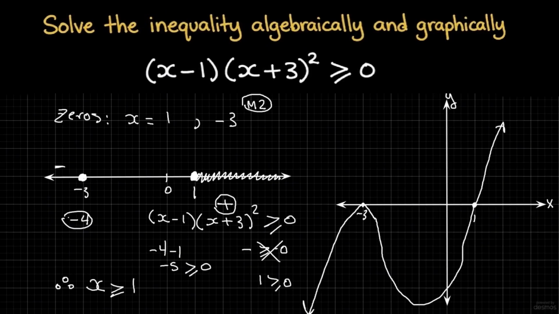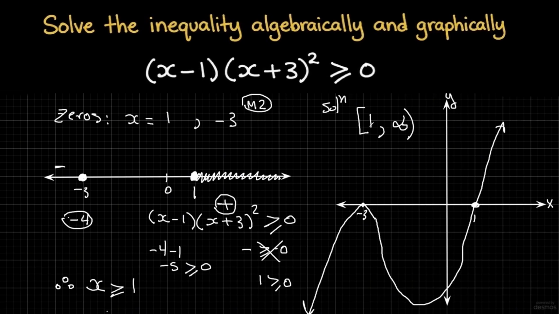Okay. Now, as you see, the inequality is greater than or equal to 0. That means you shade when the graph is above the x-axis. And the graph happens to be above the x-axis after the 1. And therefore, you shade from 1 all the way to infinity. And that means your solution is between 1 and infinity. And the way you write this is square bracket, 1, comma, infinity, round bracket. Square bracket means the 1 is included as part of the solution.